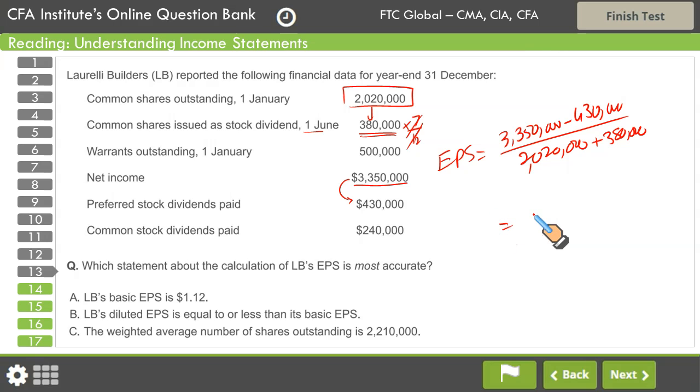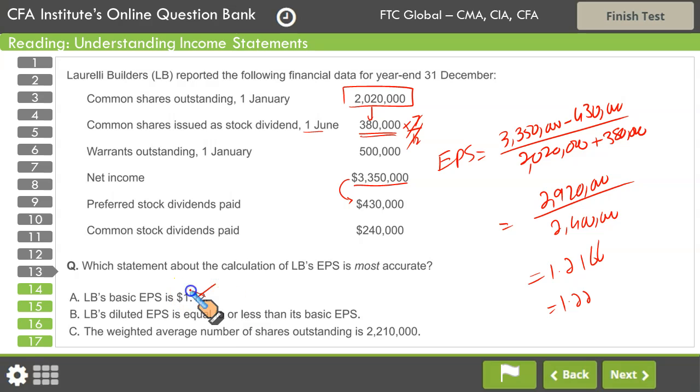So add up the denominator, which I believe will give you 2.4 million, and net off the numerator, 3350 less 430 gives you 2.92 million. And divided by 2.4 million gives you 1.2166, which is approximately 1.22. So it says LB's basic EPS is 1.12. Wrong. It's 1.22. Right? That makes A an incorrect option.